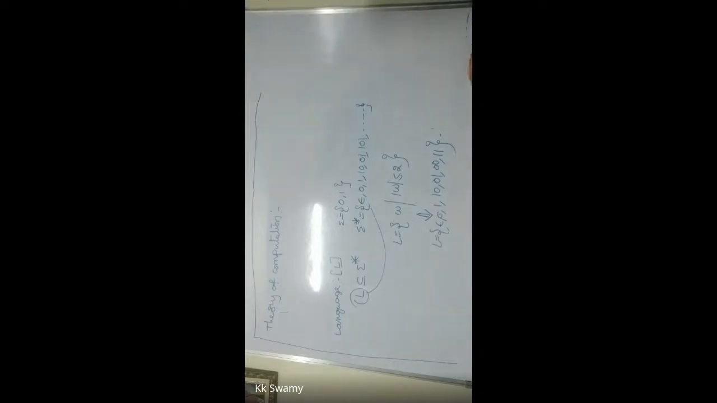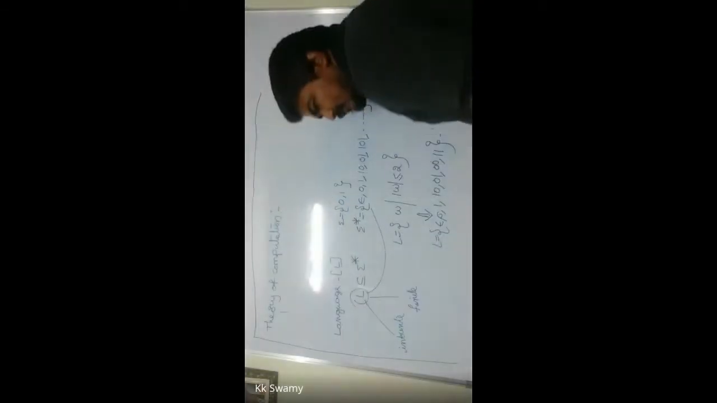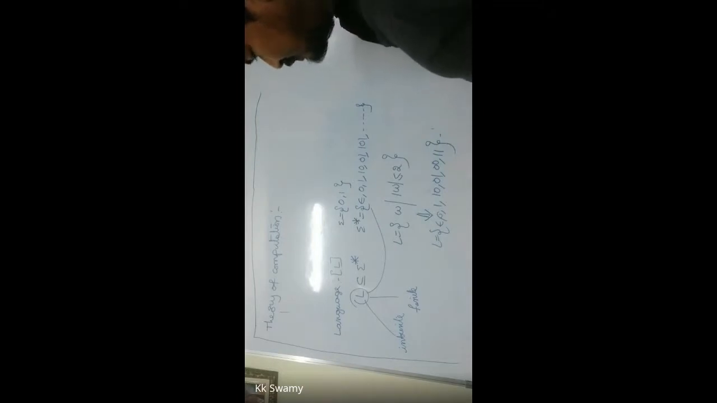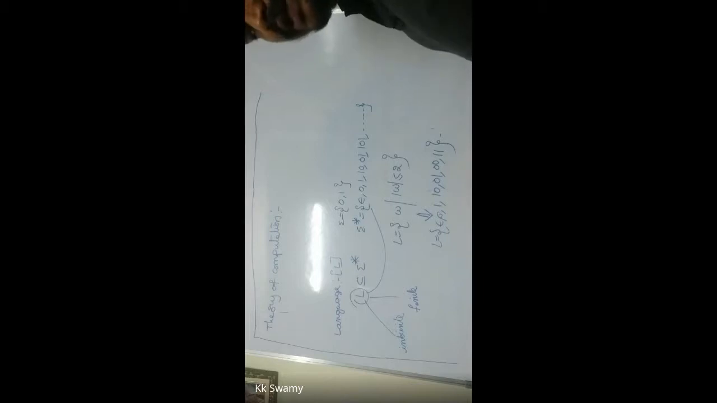Based on this concept, languages can be classified into two types mainly: finite and infinite languages. So what is an infinite language? If a language contains an infinite number of strings, that is called an infinite language. And a finite language means if a language contains a finite number of strings, that is called a finite language.